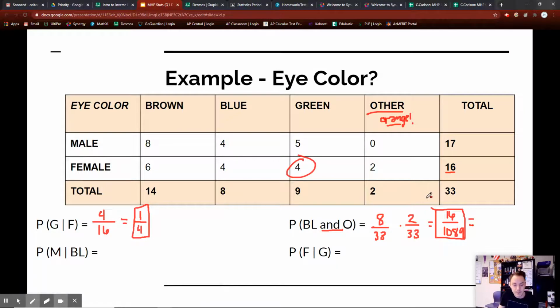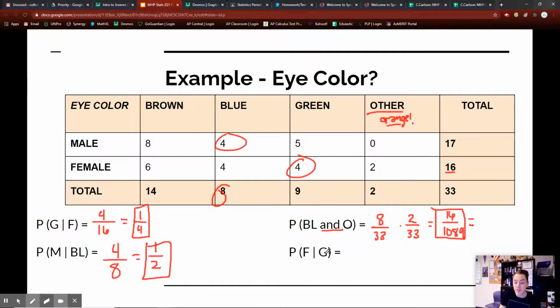Perfect. Great. Now blue given, male given blue. Male given blue. Find the probability of male given blue. So males, overlap is blue, so that's 4. And then all over the condition, so total blues is 8. So that means the probability of finding a male given blue is 1/2.